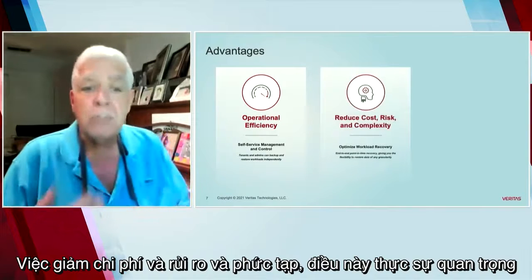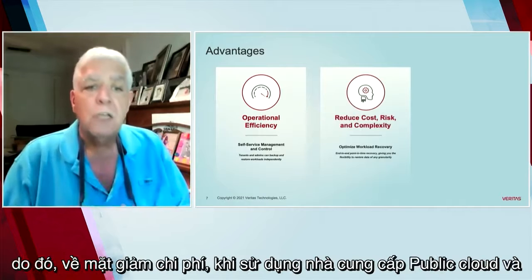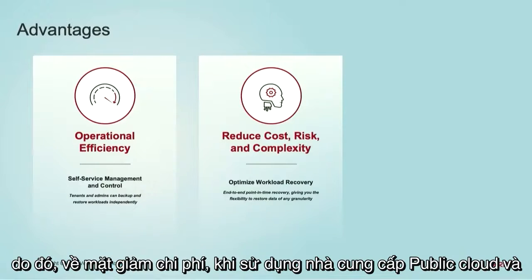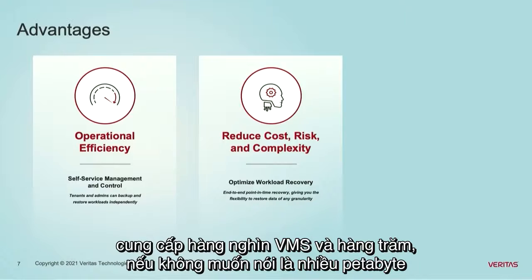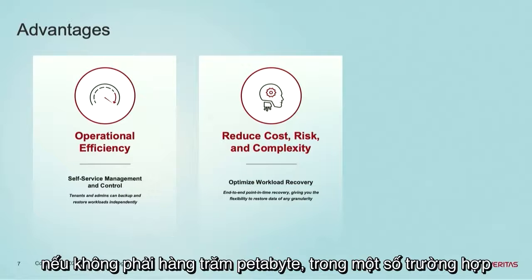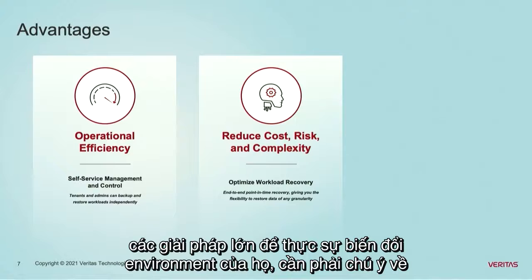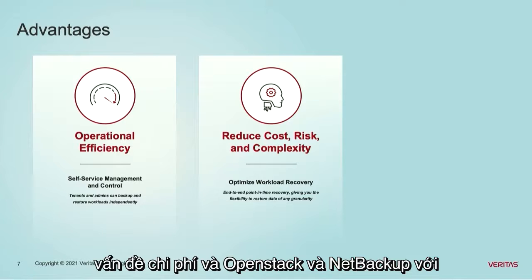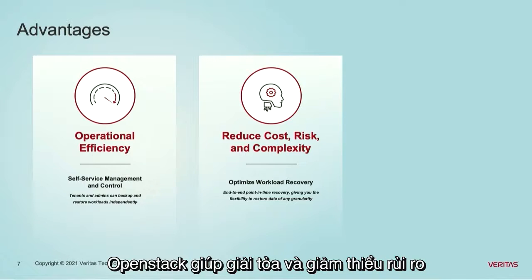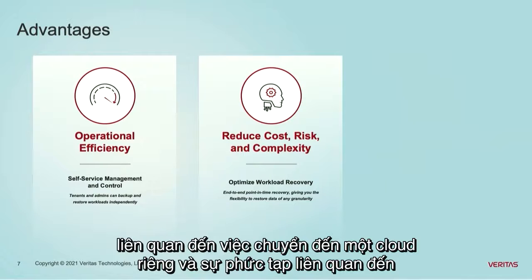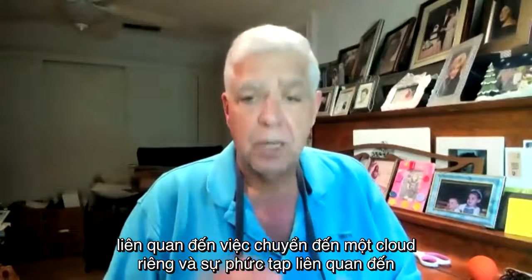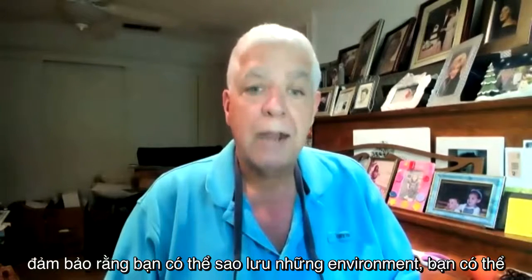Reduce cost and risk and complexity. This is really important. So in terms of reducing cost, going out to a public cloud provider and providing thousands of VMs out there and many petabytes, if not hundreds of petabytes in some cases, is not cost effective. So customers who are trying to build large solutions, really transform their environment, need to be conscious of the costs. And OpenStack and NetBackup with OpenStack helps to reduce the risk associated with going to a private cloud and the complexity associated with making sure that you can back up those environments.